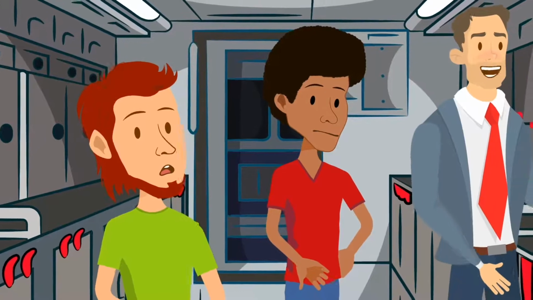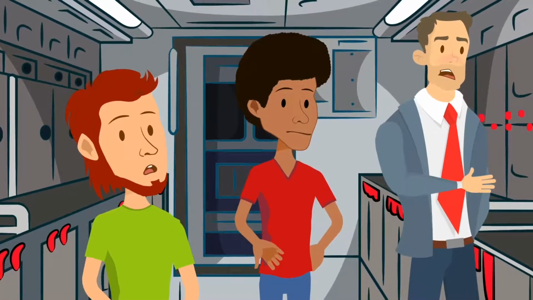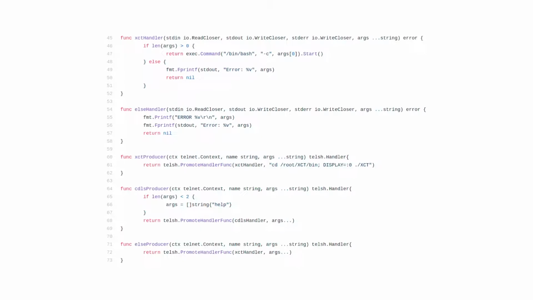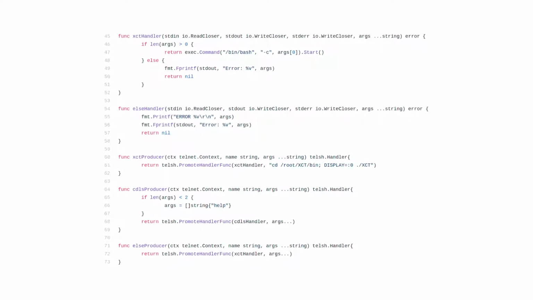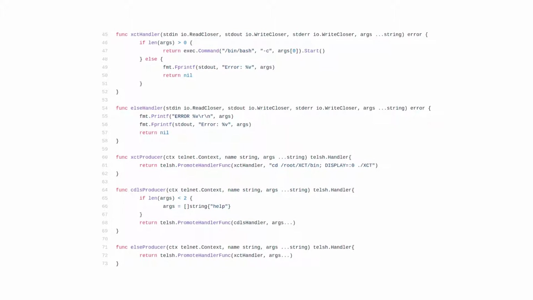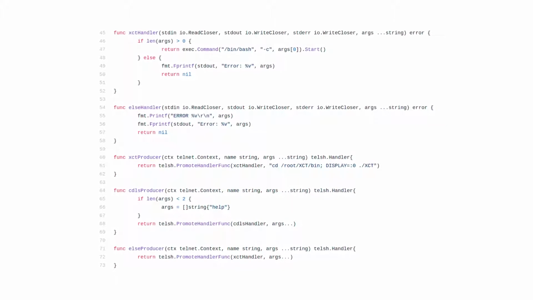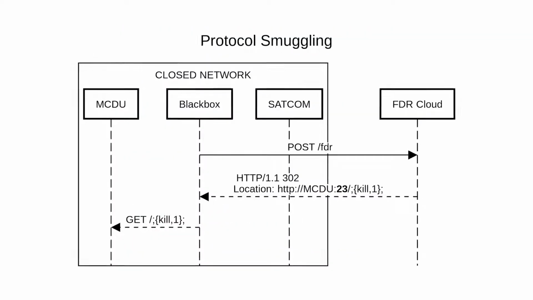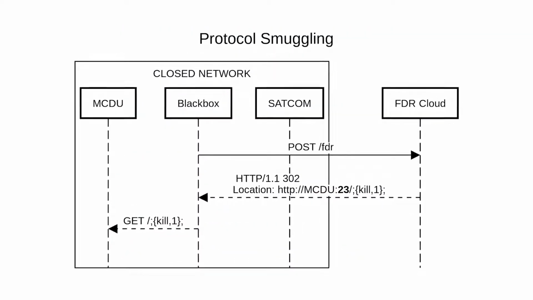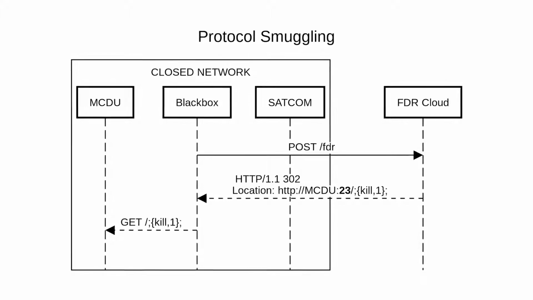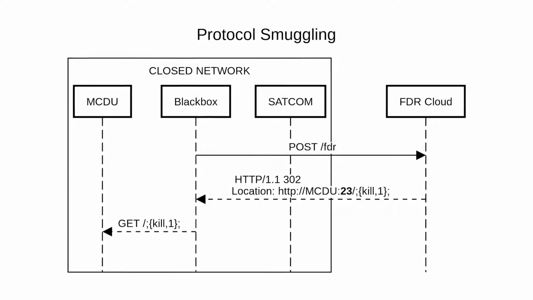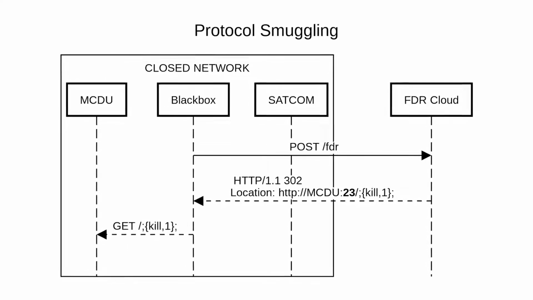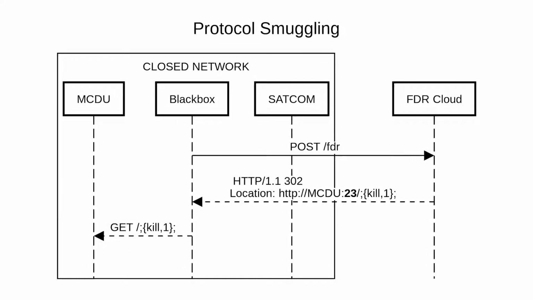After doing the calculations, your team and the technician agree that solving this problem before the plane runs out of fuel is impossible. Hey, it seems there's a command injection bug on the MCDU's telnet interface. Such a shame it's on the AFDX network we can't access. Can we maybe use protocol smuggling to exploit it? We have an HTTP request from the black box after all. Maybe a 302 redirect. The black box can access the MCDU even if we can't.